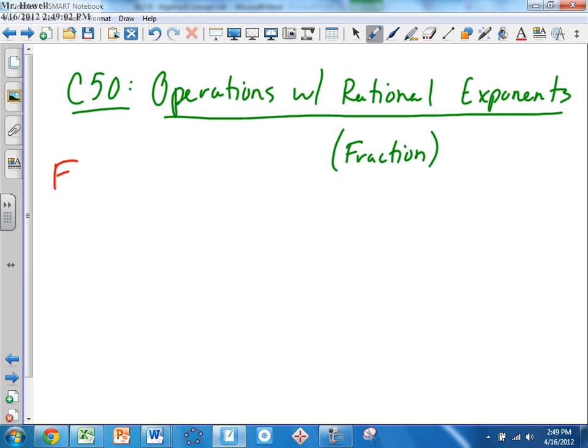We're starting with the first example. So operations. Operations means like raising a power to a power, or multiplying two things to the same power, or dividing them. So we're going to go through all those operations again, but we're going to then hit on the fact that there is a fraction in the exponent. So let's start with the first example. What if we have 16 to the 1/4 power times 16 to the 1/2 power? It's going to be our first example for us. 16 to the 1/4 times 16 to the 1/2.